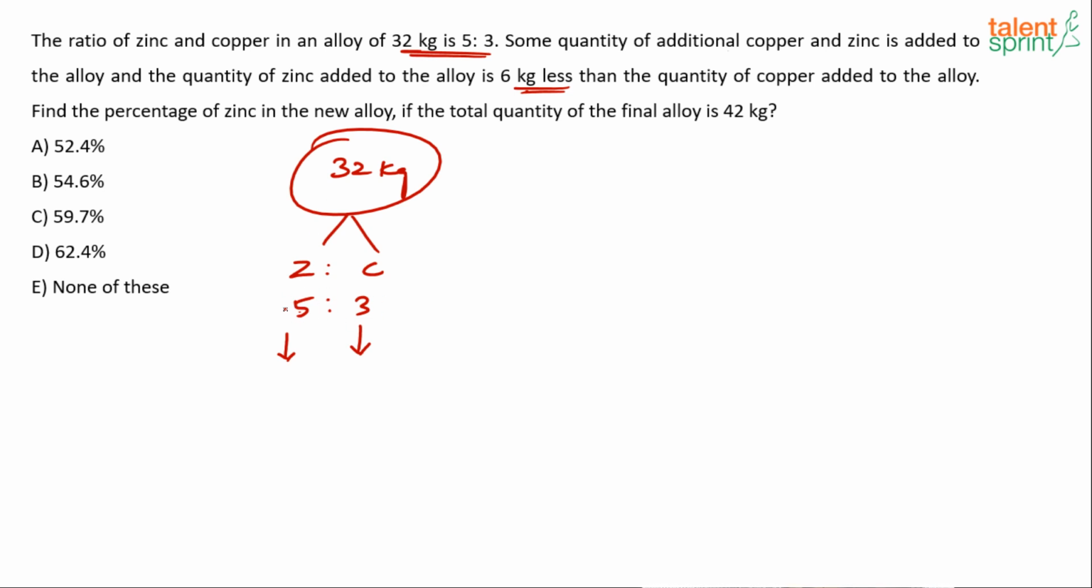So how much will be zinc? 5 parts. 5 into 4, 20 kgs. How much is copper? 3 parts. Each part is 4 kg. So 3 into 4, 12 kgs is copper. So we know that 20 kgs is zinc, 12 kgs is copper. Total is 32 kgs.